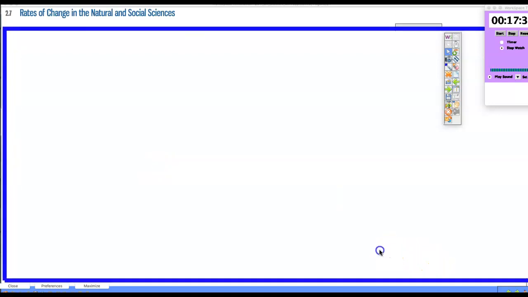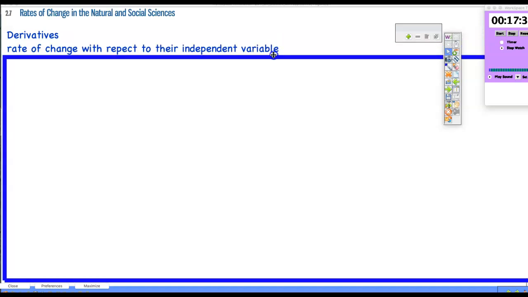Okay, so we're going to pick up and take a look at a couple more examples in the 2.7. And I just want to reiterate that when we're talking about derivatives, we're talking about a rate of change with respect to their independent variable. Typically you would see the independent variable as x, but the independent variable could be time.